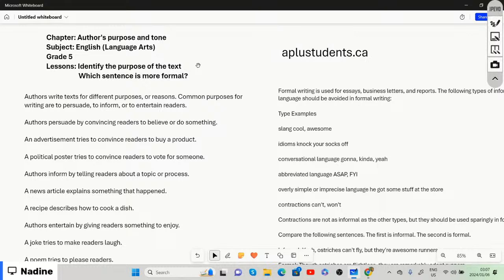So when it comes to an author's purpose and tone, we're going to have to know the purpose as well as the tone in which he or she writes, let's say, certain things or books or articles. What the purpose is for the author to write this article, for example. And we also need to listen to the tone of the writing.